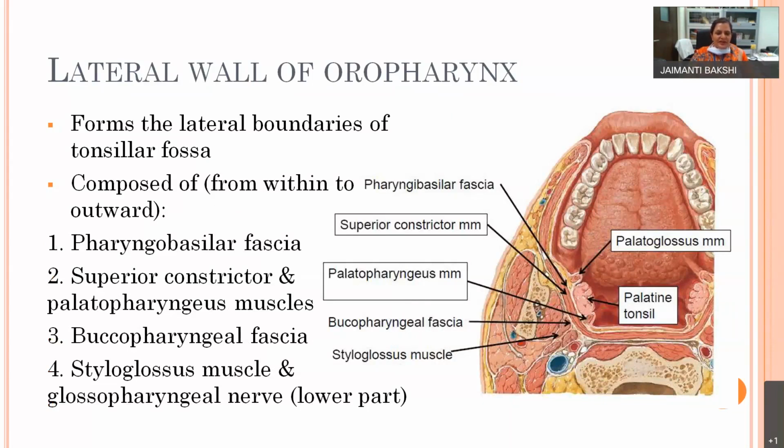So lateral wall of the oropharynx forms the lateral boundaries of tonsillar fossa, which are composed from within outward by pharyngobasilar fascia. Here you can see pharyngobasilar fascia as the innermost layer. Then comes the superior constrictor and palatopharyngeus muscles, buccopharyngeal fascia, and styloglossus muscle and glossopharyngeal nerve in the lower part.